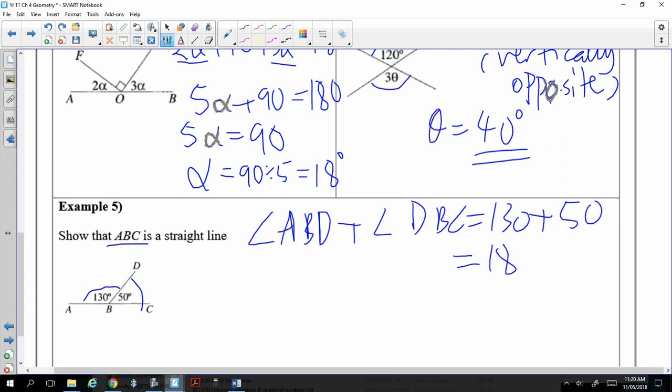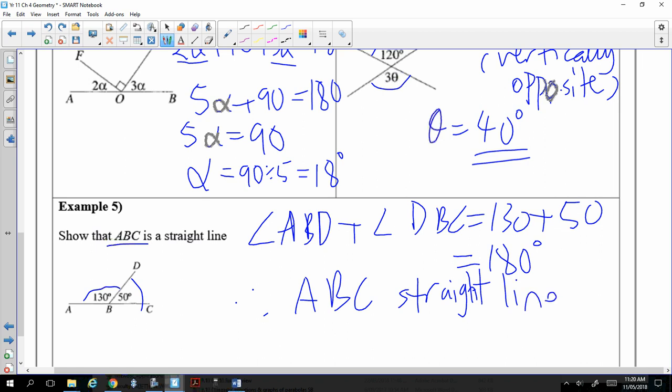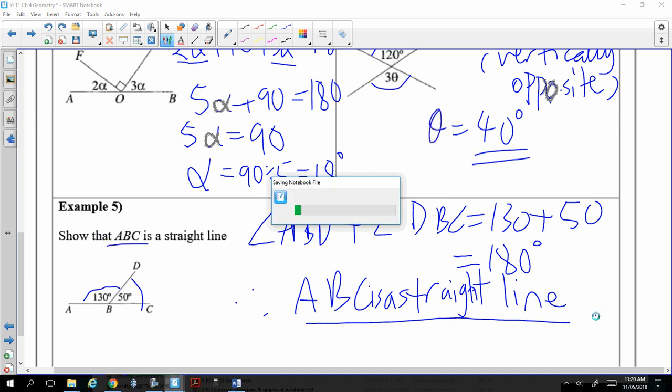It's a straight angle. What does it tell you? Therefore, ABC is a straight line. So that's how you prove something is a straight line, by proving that the two angles add up to 180. Done. One page done. A few more pages to go through. Next one is angles on parallel lines.